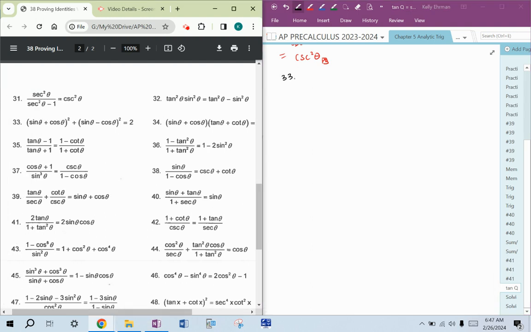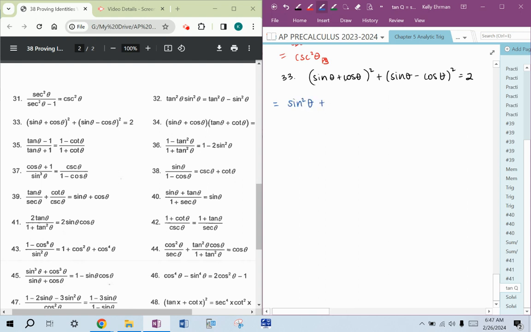So 33 says the quantity sine theta plus cosine theta squared plus the quantity sine theta minus cosine theta squared should just equal 2. So to me, this is an easy proof, even though it's going to be annoying to write out. It should just be that we FOIL everything and find things that cancel. You've got to be able to square a binomial. So squaring a binomial is the first term squared plus 2 times the product of these two parts. You're going to get a sine, cosine, sine, cosine. So plus 2 sine theta cosine theta plus the last term squared.